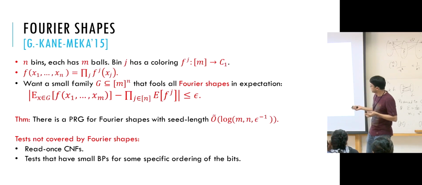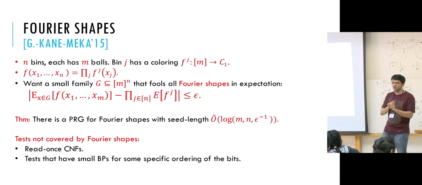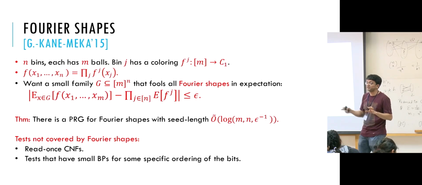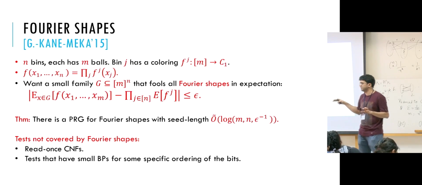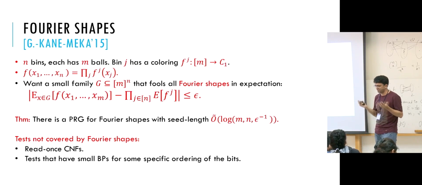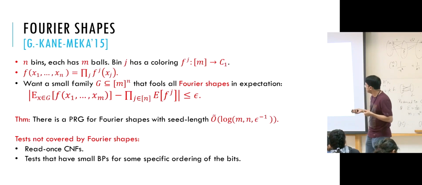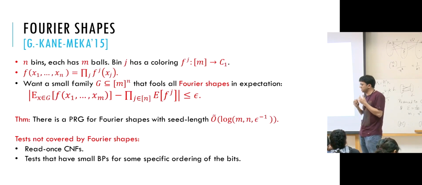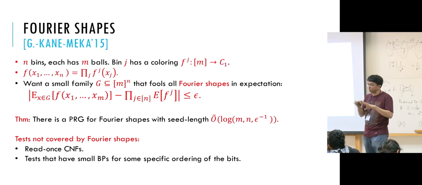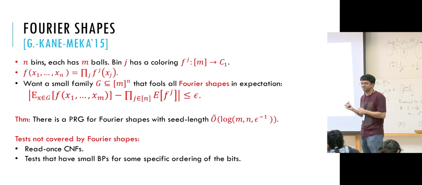But it's important to point out that there are things this doesn't cover, like read-once CNFs in particular. I don't see that this generator directly works for read-once CNFs, because everything which is a Fourier shape is going to be a small-width branching program regardless of the ordering of the input variables, and we use this property fairly often in the generator construction. So it seems like this is going to cover a lot of natural tests. In fact, I'm hard pressed to think of natural tests that it doesn't cover, but certainly things that are only small-width for certain orderings of the bits, it's not going to cover for you.